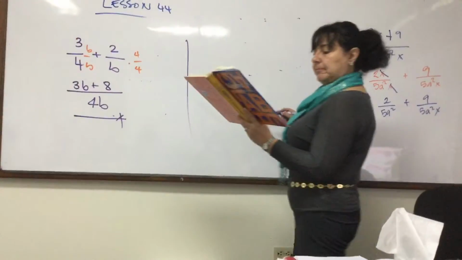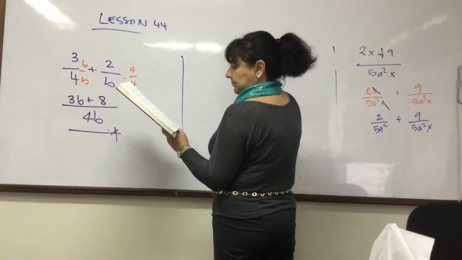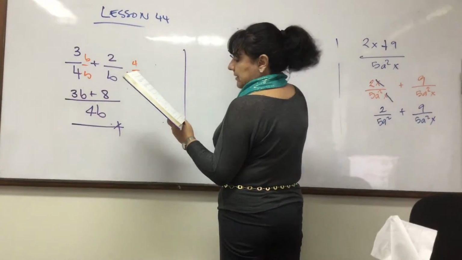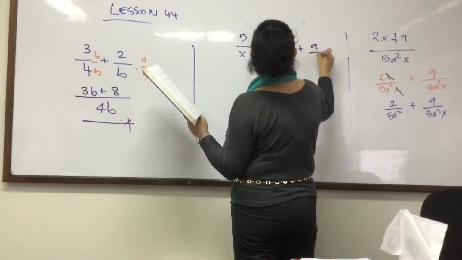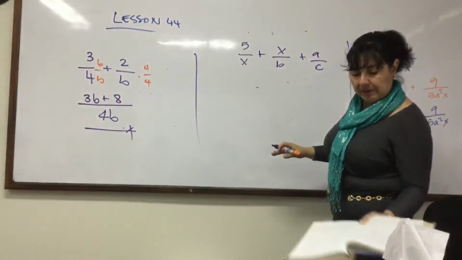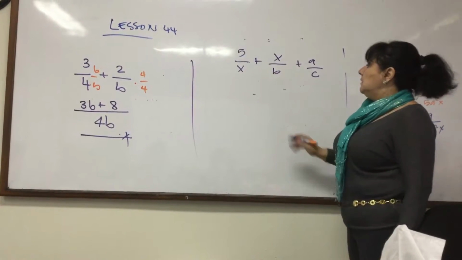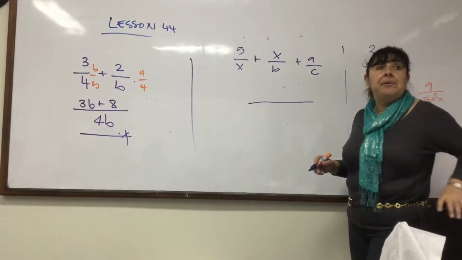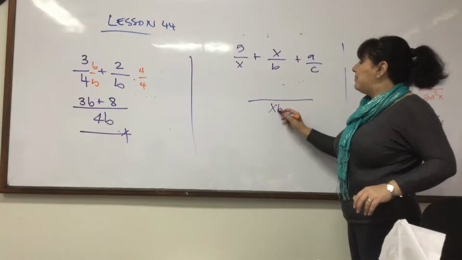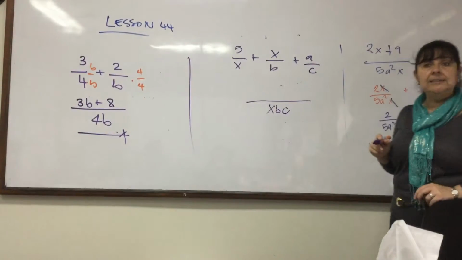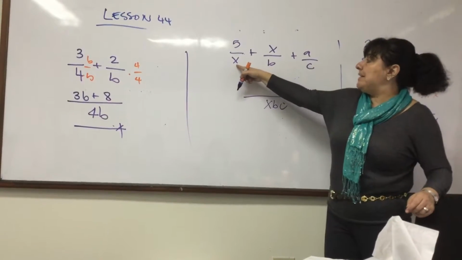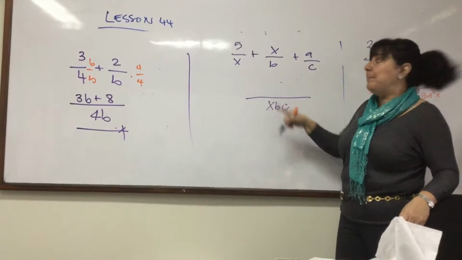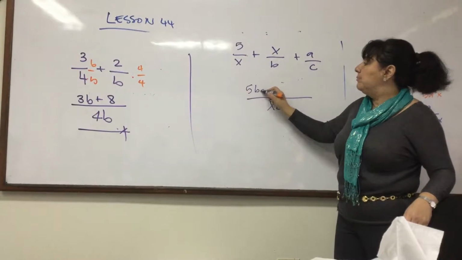How about a over x plus x over b plus a over c. And I'm only going to do this one and one more, and then I'm going to let you go in peace. What's the common denominator? XBC. Does everybody see why? Yeah? XBC. What's this one missing? BC. The BC. So it would be a times BC.